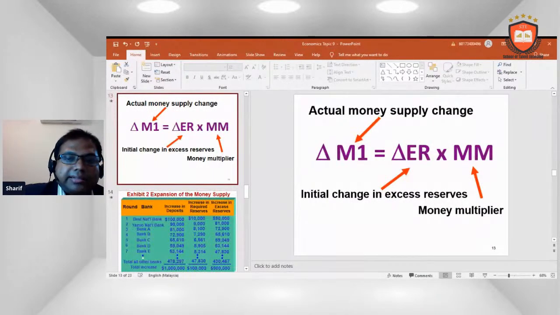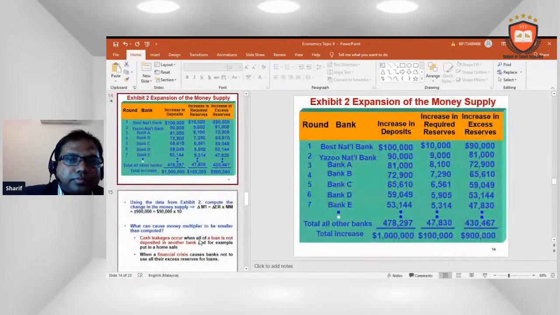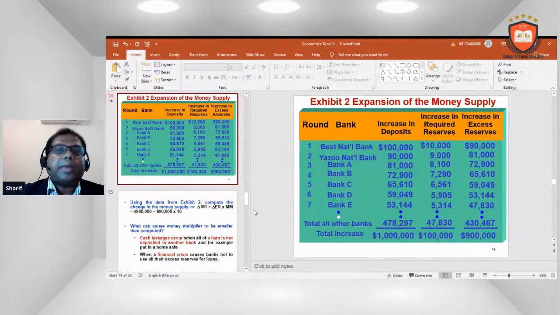So the actual money supply change is delta M equals delta ER multiplied by MM: the initial change in excess reserves times the money multiplier. Now, the expansion of the money supply.